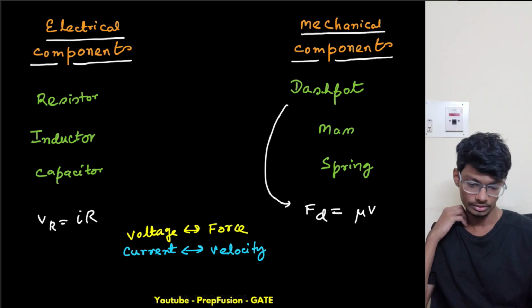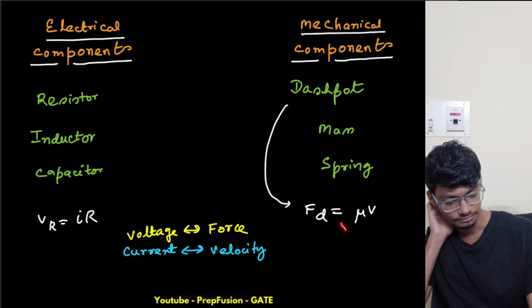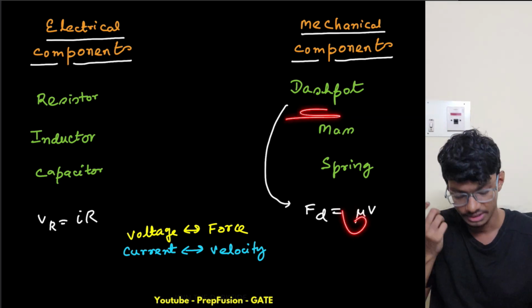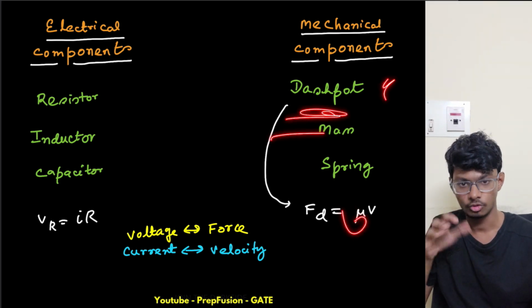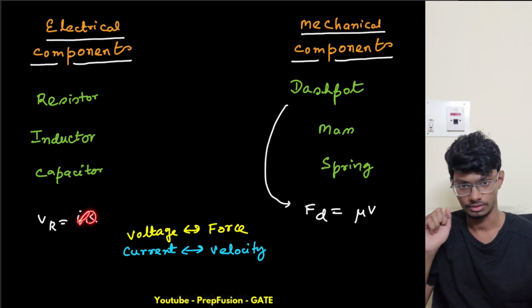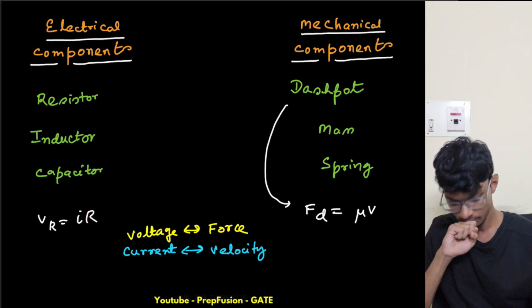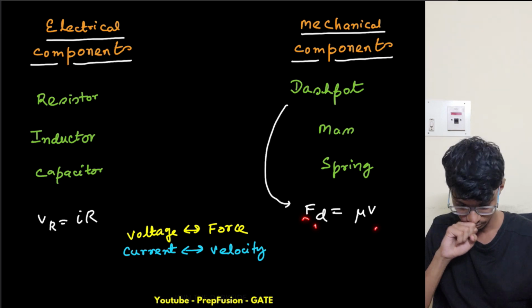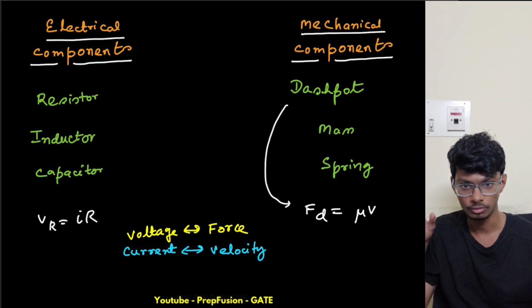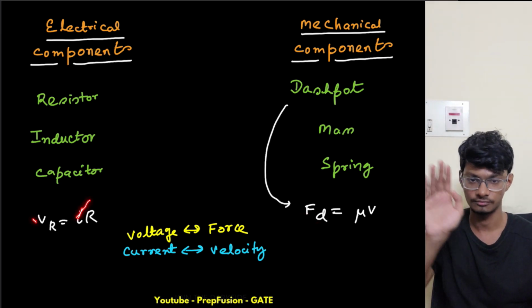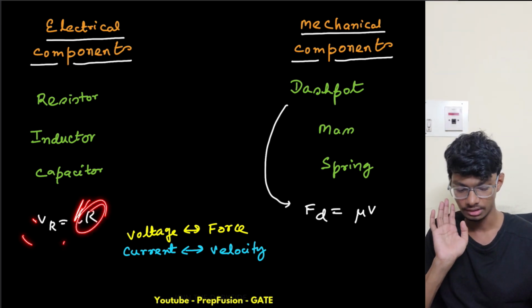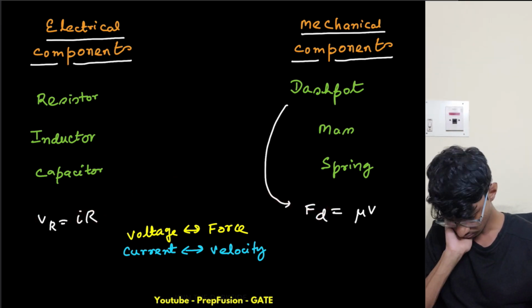So that is why this mu is basically the dashpot coefficient, and this is R. This R and mu are relatable, because this is also relating force and velocity, and this is also relating electromotive force and the flow of charge. So yeah, this R will be equivalent to mu.